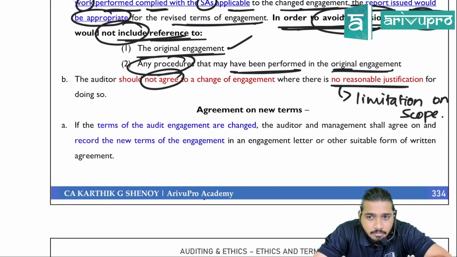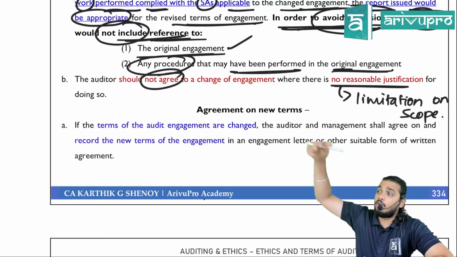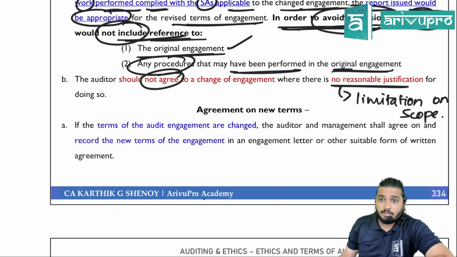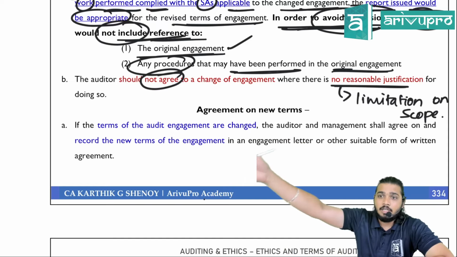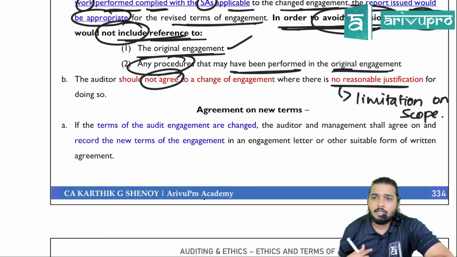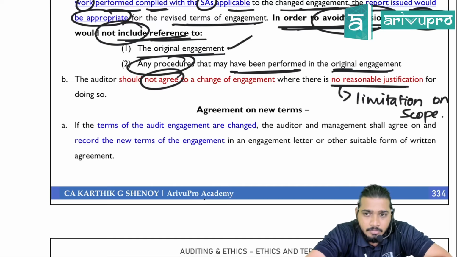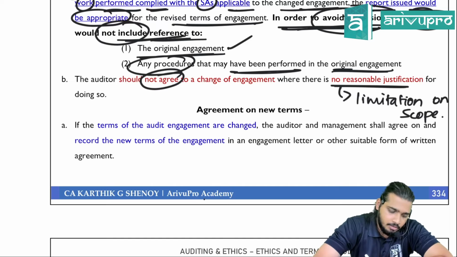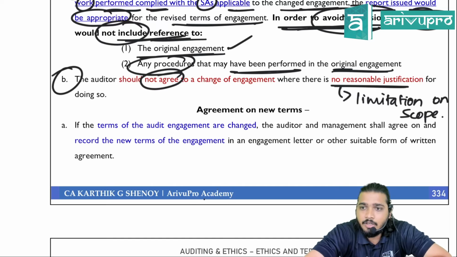The reason to change, you don't have to disclose it to them. When you are not telling them only that you have changed, why are you disclosing the reason? The reason is between management and auditor. Understood? Sir, if the reason comes on the third point, then don't accept, it is not a reasonable justification.